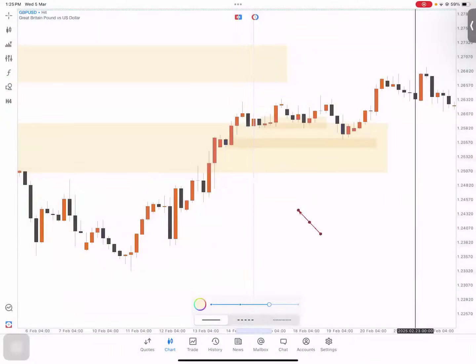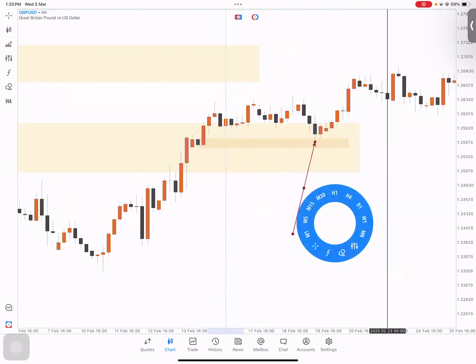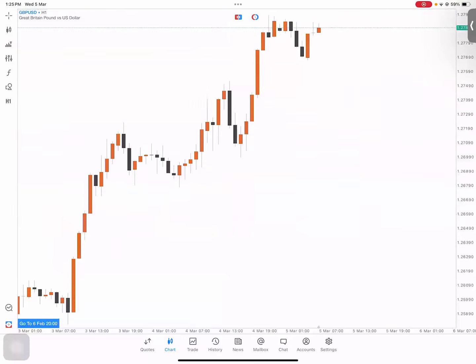Okay, then which one do you take? The down one. Let's say price pulls back to the down one. Immediately I put my alert there. Okay, price touches the zone, and immediately I will jump to H1 to see what's happening.